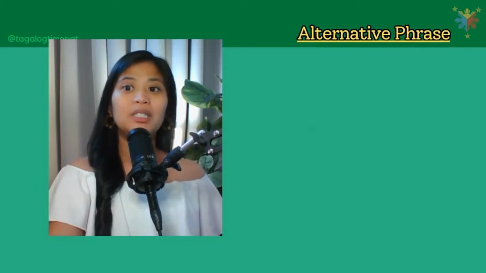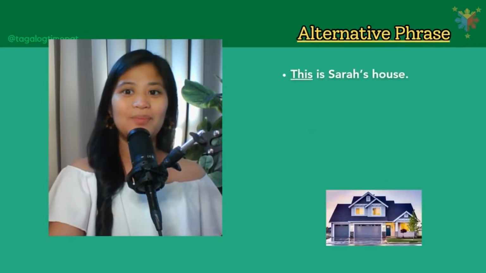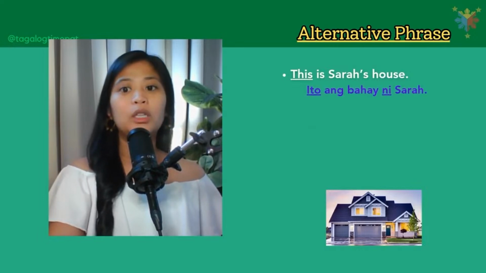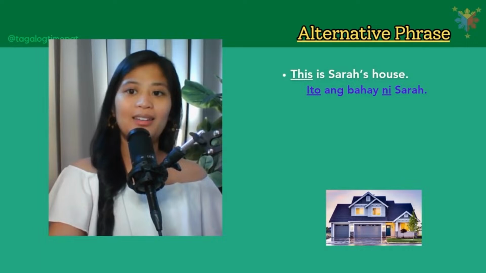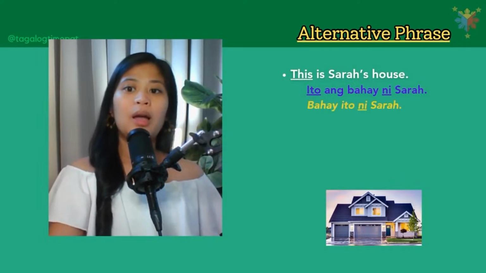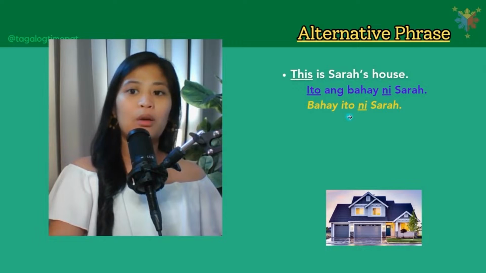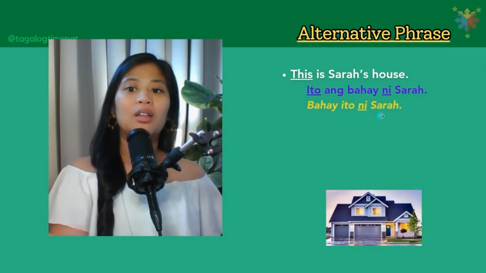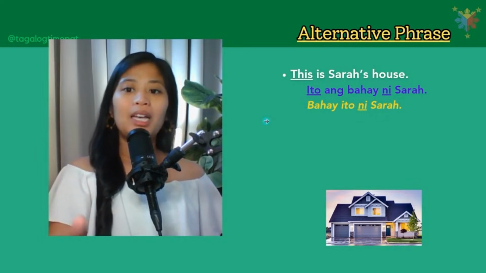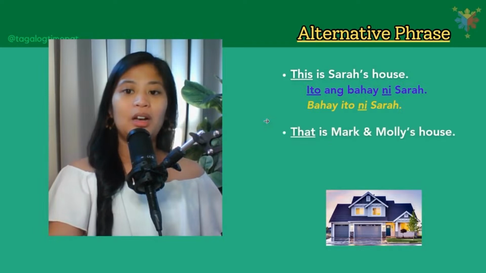Now, there are some different ways to say these phrases. Let's take a look at the example. This is Sarah's house. We learned, ito ang bahay ni Sarah. But you could also hear, bahay ito ni Sarah. So in this case, the object goes first, then it's the demonstrative pronoun, then it's the possessive sentence marker, ni, and then it's the name. Bahay ito ni Sarah.